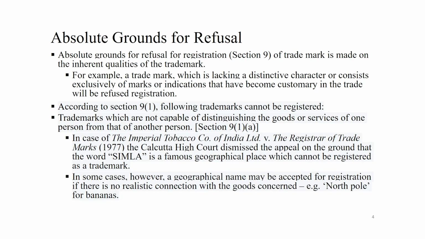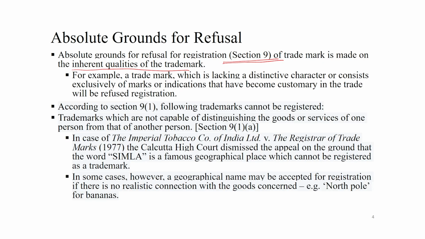Now, let us first see what is there in section 9. Section 9 provides absolute grounds for refusal of registration. You have to understand this point very clearly, that absolute grounds for refusal are based on inherent qualities of the trademark. Refusal is not based on the possibility of confusion in market.